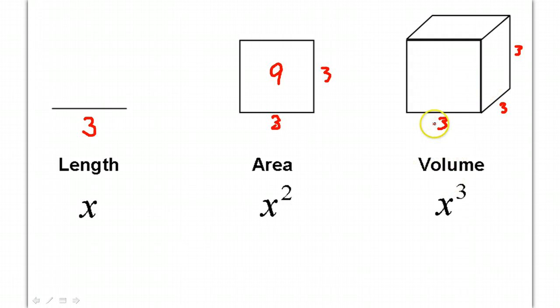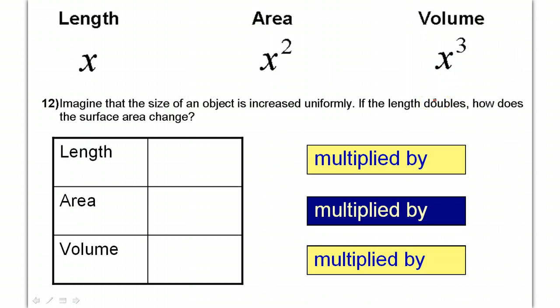So for volume, do you understand that we would do length times width times height? So it would be like 3 times 3 times 3? 27. Okay? So if the length was 3, the area would be 9, and the volume is 27. Okay? So that's basically what we're working with.